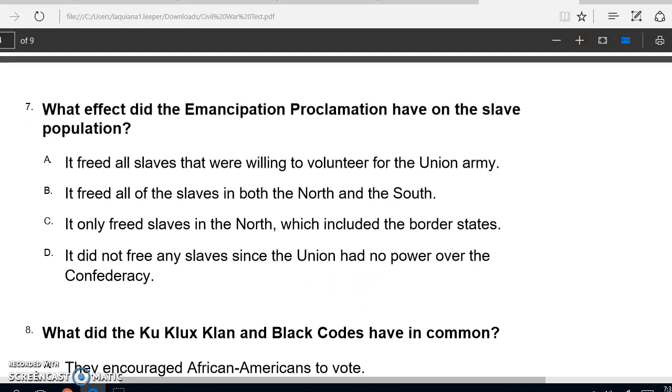Number 7. What effect did the Emancipation Proclamation have on the slave population? A. It freed all slaves that were willing to volunteer for the Union Army. B. It freed all of the slaves in both the North and the South. C. It only freed slaves in the North, which included the border states. D. It did not free slaves since the Union had no power over the Confederacy.